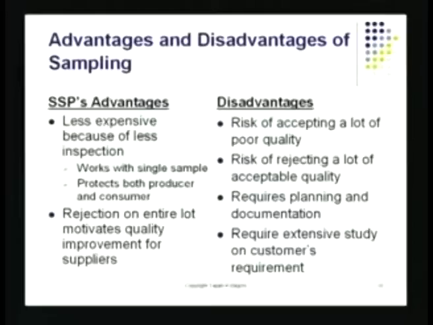Now, I told you single sampling plan is based on a limited number of items that you pick from the lot. So therefore, there is some risk involved. There is the risk of accepting a lot of poor quality. It's very possible, because all I'm doing is banking on the performance of this sample. As far as sentencing that full lot is concerned, I'm banking on the performance of the items in this sample only.